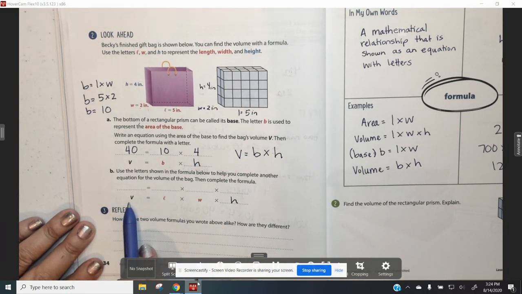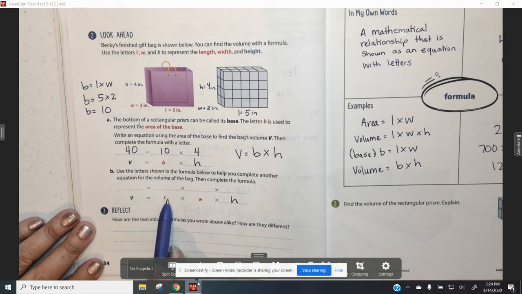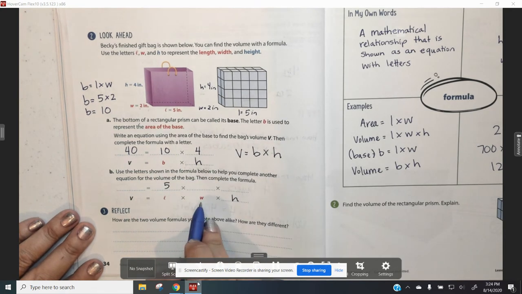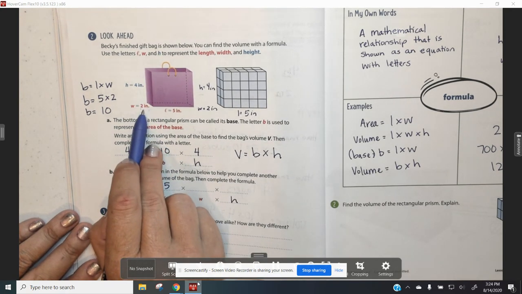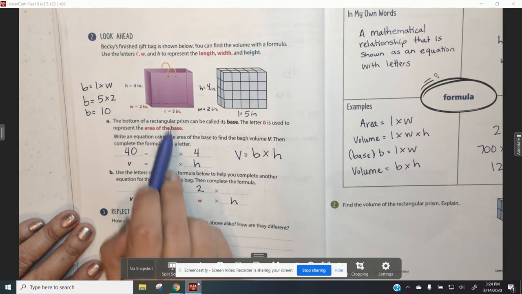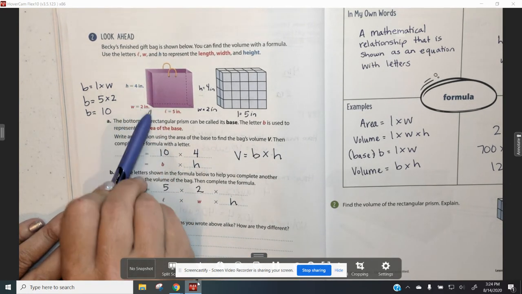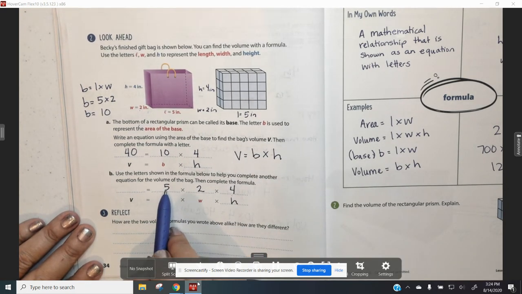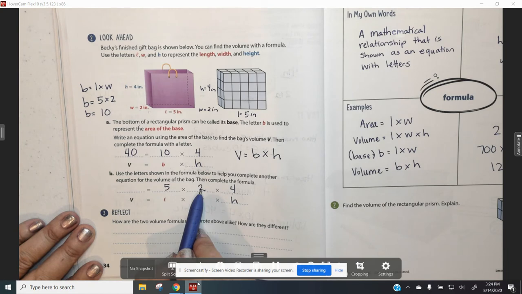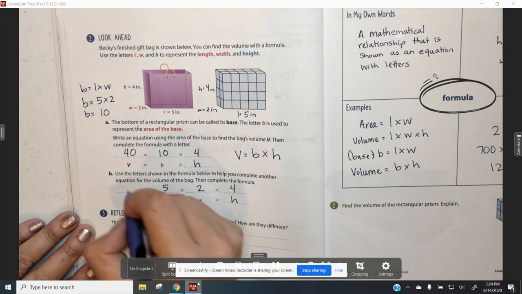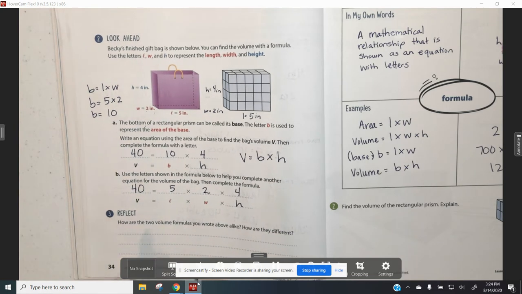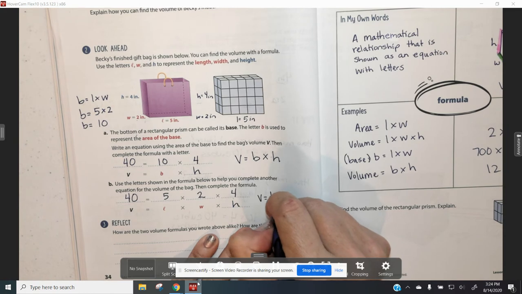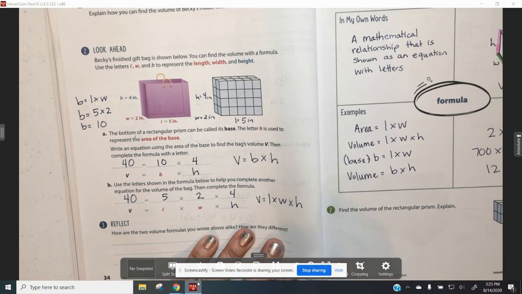So we know that our volume, well, let's do volume last. What is our length? Our length is 5. What is our width? Our width is 2. And then what is our height? Our height is 4. So we could solve this by going 5 times 2 is 10. 10 times 4 is 40. So this was using the formula volume equals length times width times height.